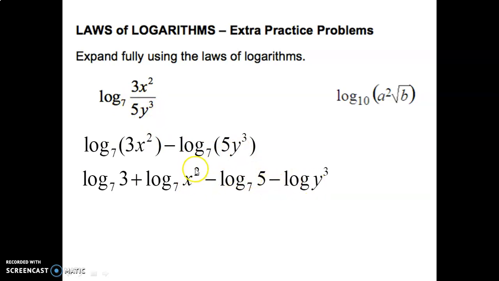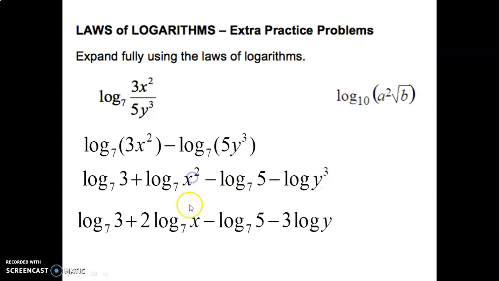And now I see an extra thing. Each of these has an exponent, so I'm going to bring that 2 to the front here, and I'm going to bring that 3 to the front here as well. This next one here, give it a try.